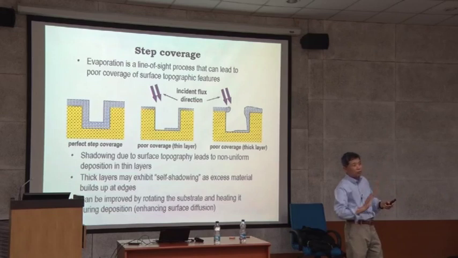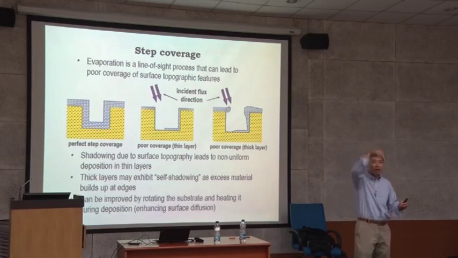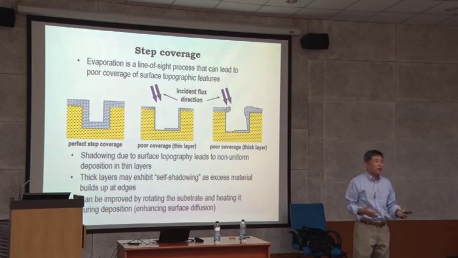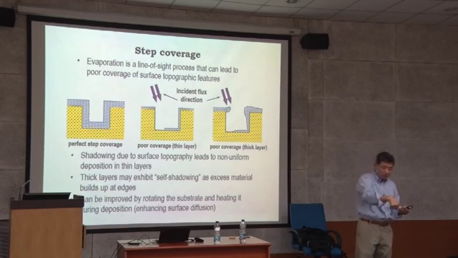I can see the concrete wall, because everything comes down gently from the volume. This is exactly what happens when you deposit by evaporation in ultra high vacuum. It's a ballistic process. All the atoms come in vertically.